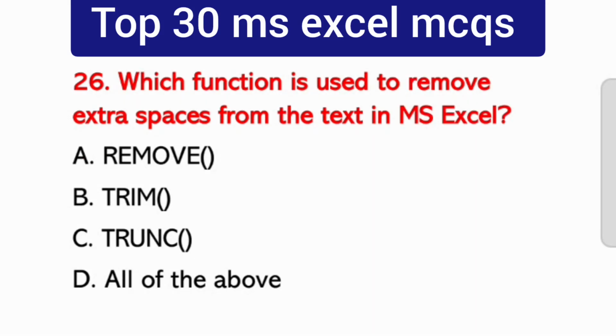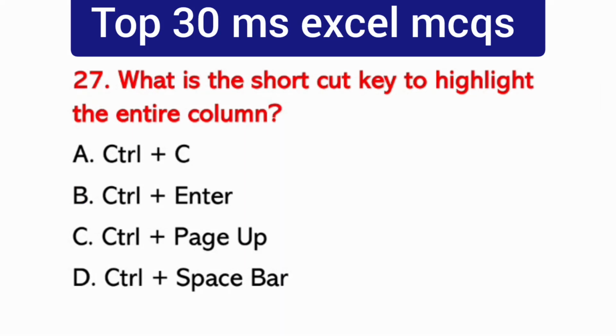Which function is used to remove extra spaces from text in the MS Excel? Options: Remove, trim, trunk, all of the above. Correct answer: trim. What is the shortcut key to highlight the entire column? Options: Control plus C, Control plus Enter, Control plus Page Up, Control plus Spacebar. Correct answer: Control plus Spacebar.